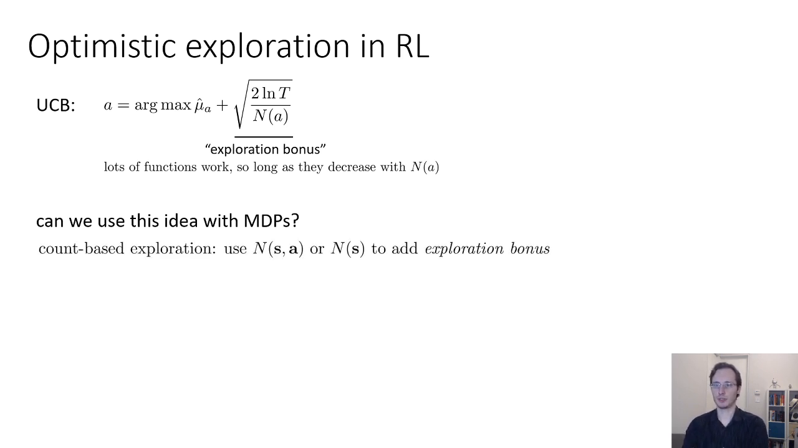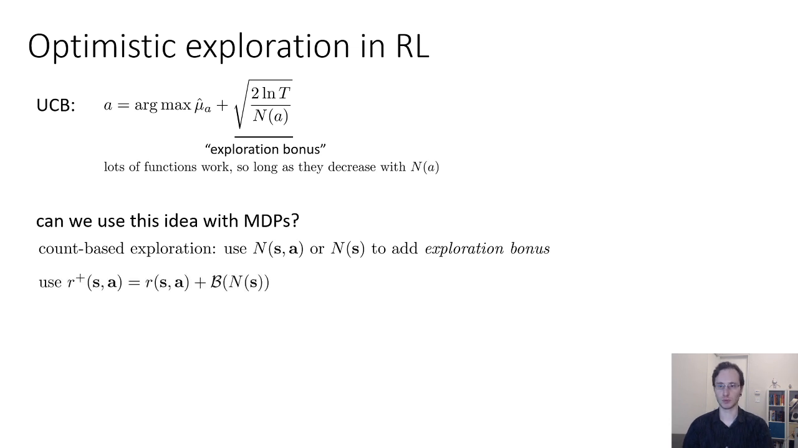One thing we could do is essentially extend it to the MDP setting and create what is called count-based exploration. So instead of counting the number of times you've pulled some arm, which is N(a), you would count the number of times you've visited some state-action tuple (s, a), or even just the number of times you visited some state N(s), and use it to add an exploration bonus to your reward. So the UCB estimate in the bandit case is estimating the reward with an additional exploration bonus. In the MDP case, we will also estimate reward with an exploration bonus.